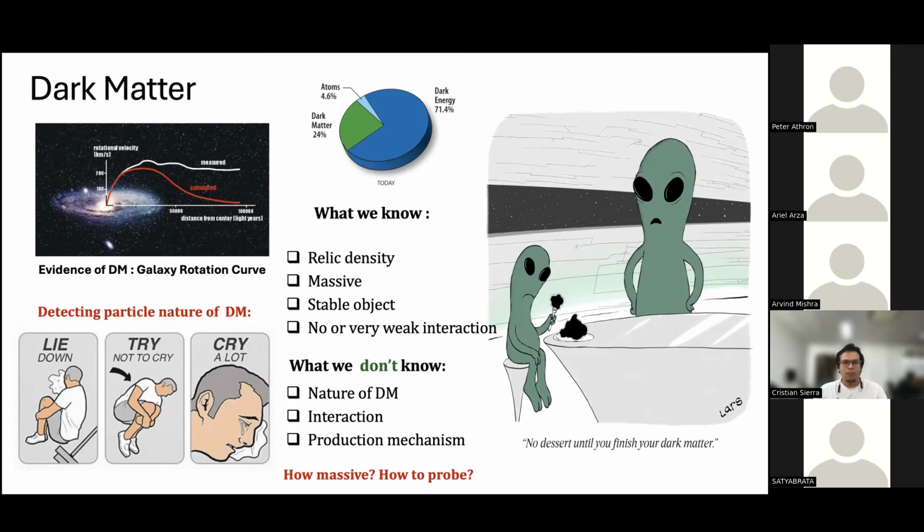as I said, the only concrete thing that we know about dark matter is that it has mass. But how massive it can be, we don't know. It can be very massive, it can be light. So if it is very massive, how can we probe it? This is the one question which is always there in our minds.